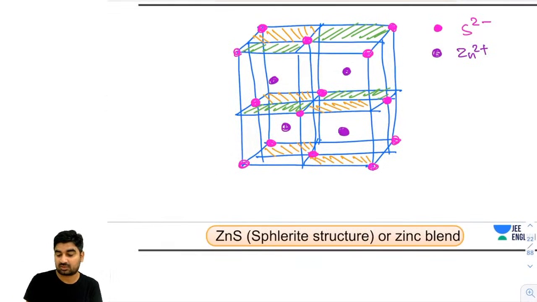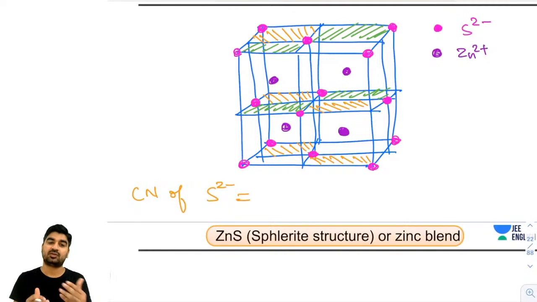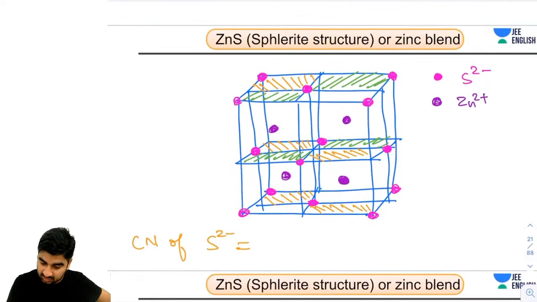So if I'm asking the coordination number of S2-, how many Zn2+ are surrounding S2-? Tell me guys. How many? From here, guys, you can see this is the S2-. It is touching 2 here and there will be 2 above. So there are 4 atoms. Yes guys, there are 4 atoms here. You can see it here.